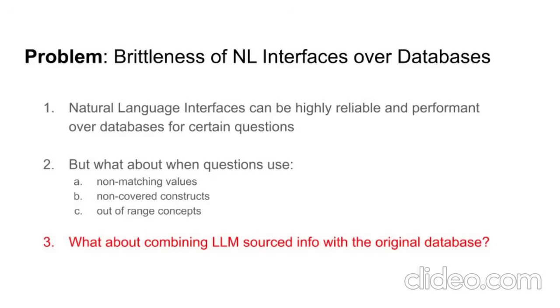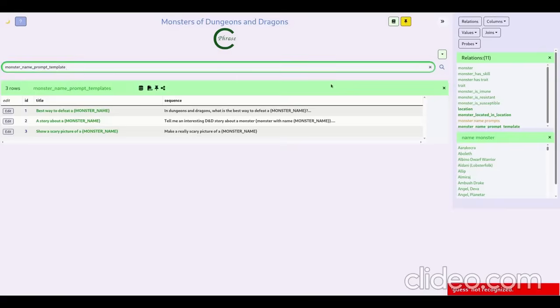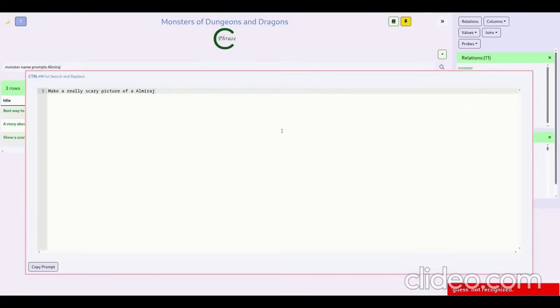So now what we're going to do is look at the concept of pre-built prompts here. So when the user wants to explicitly do RAG through the natural language interface here. So monster name prompts for an Almiraj. And this right here would be like, give me a scary story about an Almiraj. So we can paste that in.